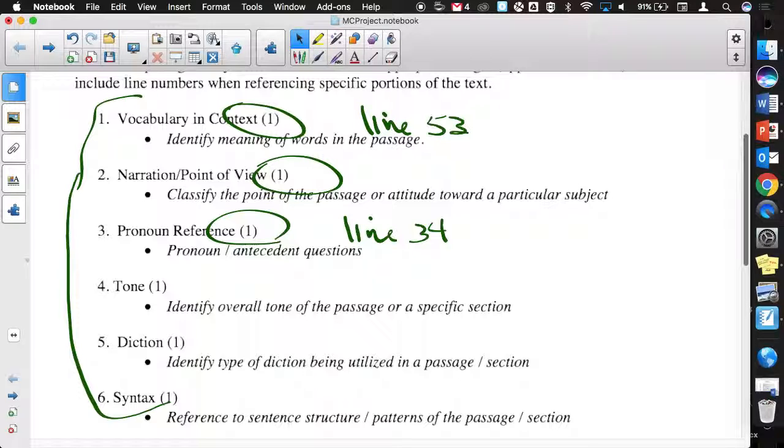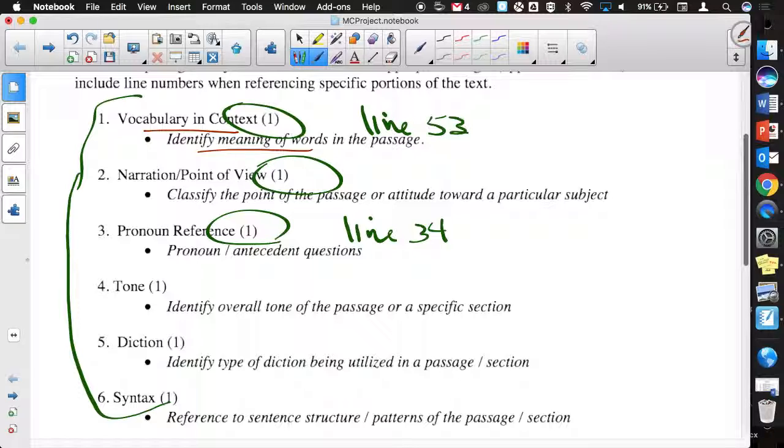Most of these are pretty self-explanatory. So vocabulary and context, you're literally looking at identifying the meaning of the words in a passage. It could be a language enrichment, fancy word, or there might be something that is an example of dialect, vernacular, or a slang term. Holden Caulfield could be using a slang term. That could be the word where you use context of meaning to try to figure it out.